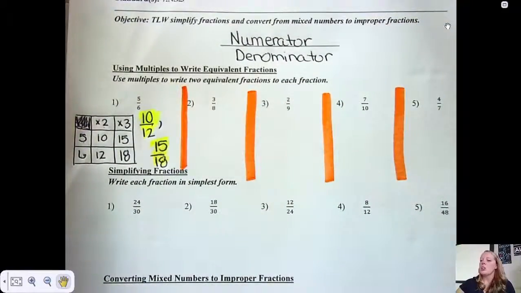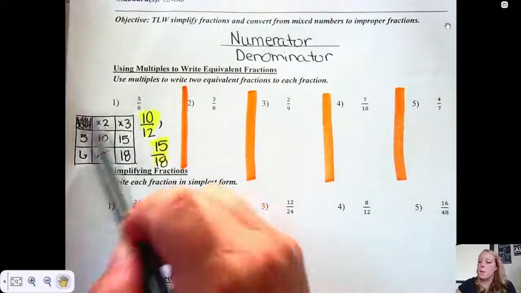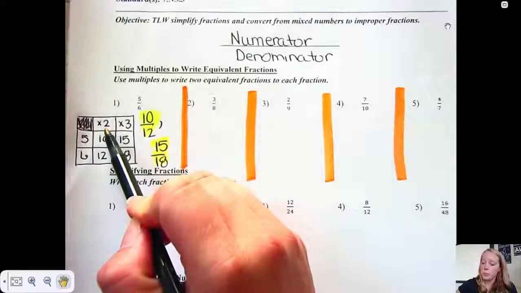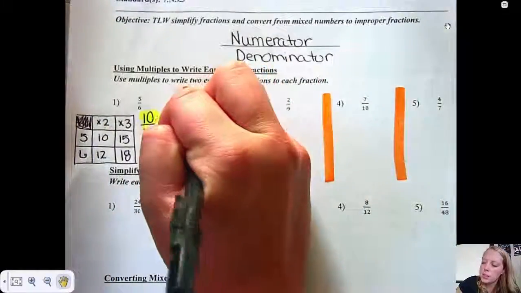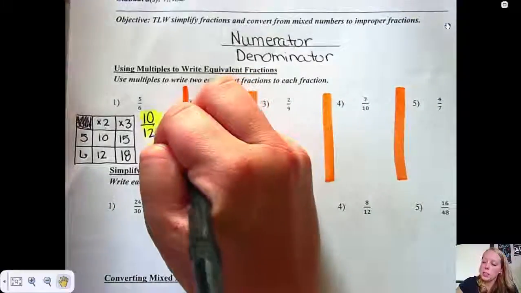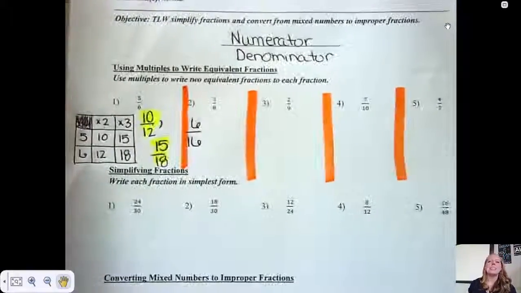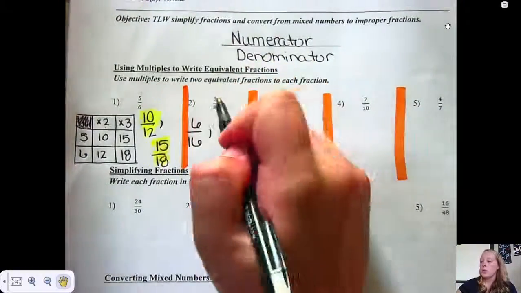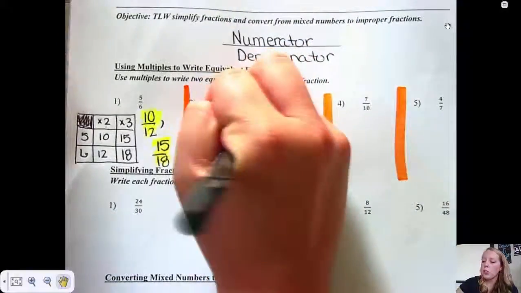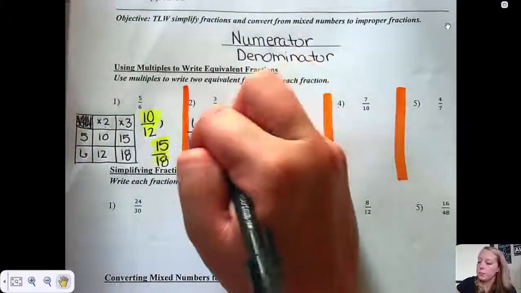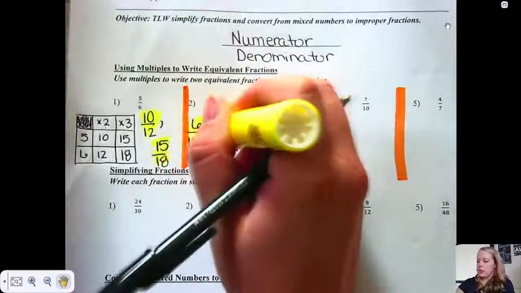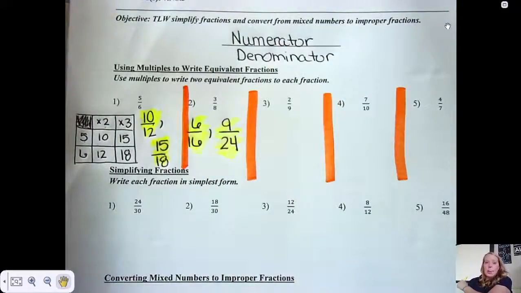Just me. So 3/8. I'm not going to make this chart, but I'm going to use the same concept. Take both of them times 2. 3 times 2 would give me 6. 8 times 2 would give me 16. So 6/16 is the same thing as 3/8. Well, let's take them both times 3. 3 times 3 would be 9, over 8 times 3 would be 24. So those two fractions are equivalent to 3/8.